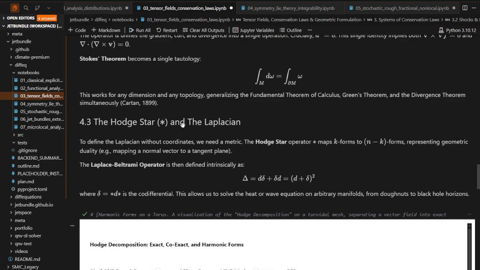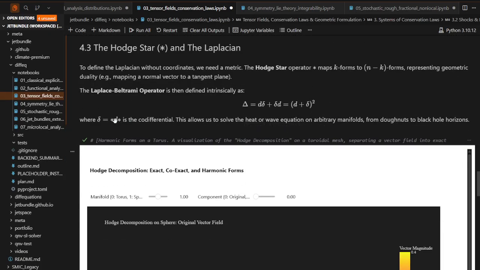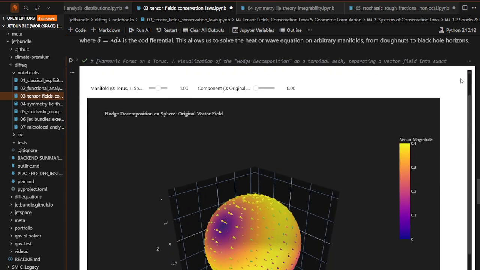So any form endowed with a metric splits into an exact part, the exterior derivative of something, a coexact part, little delta acting on something, and a harmonic form, okay? This little delta is called the codifferential, okay? Now, this allows us to solve the heat equation or wave equation on arbitrary manifolds, from donuts to black hole horizons, and we can see this here.